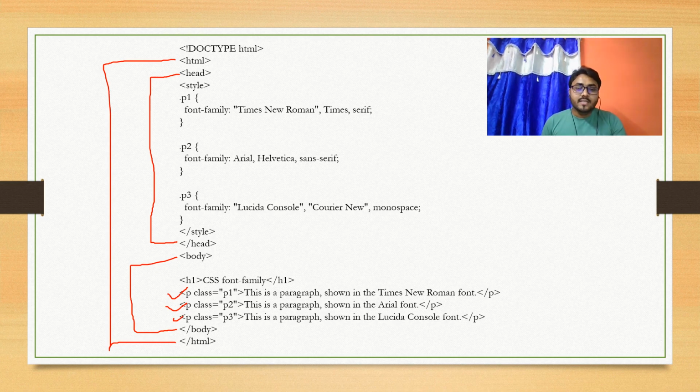We are using CSS to give style to our paragraphs. For p1 we are giving the font family as Times New Roman, Times, serif. For p2 we are using Arial, Helvetica, sans serif, and for the p3 paragraph we are using Lucida Console, Courier New, monospace. Now we'll show you the output of this code in the browser.